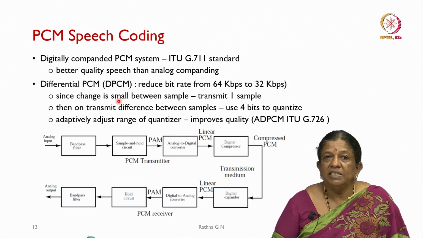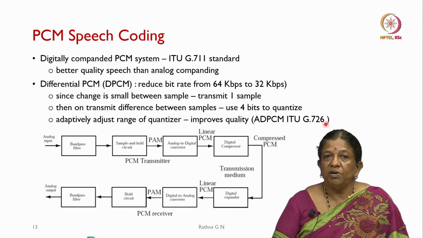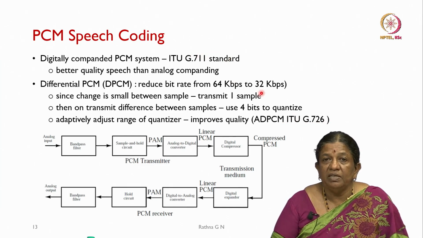Since the change is small between samples, transmit one sample in this case, then transmit the difference between samples, use 4 bits to quantize and adaptively adjust the range of the quantizer. That is, it is going to improve the quality. So, when you are doing adaptation, DPCM is named ADPCM, which has the standard G.726. So, you can see G.711 and then G.726 for the ADPCM.